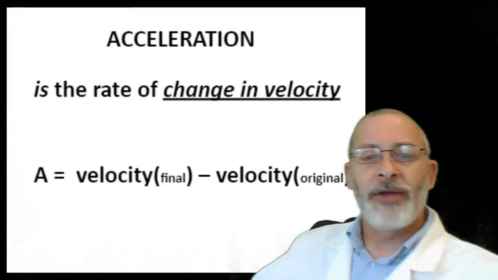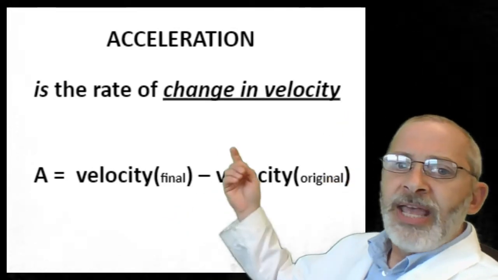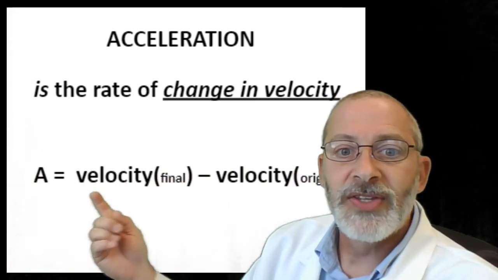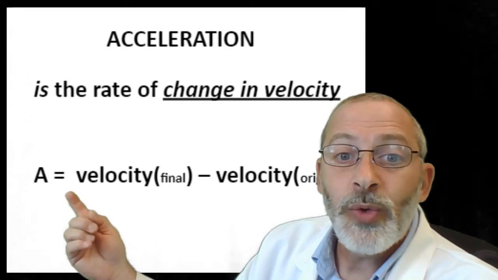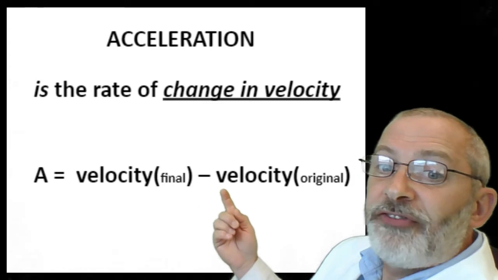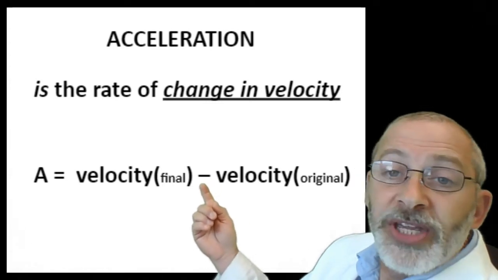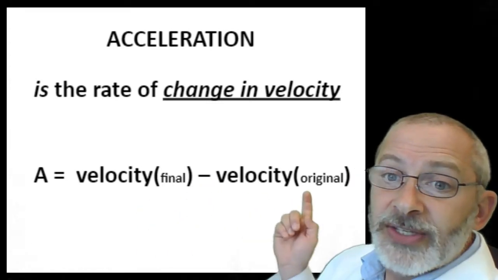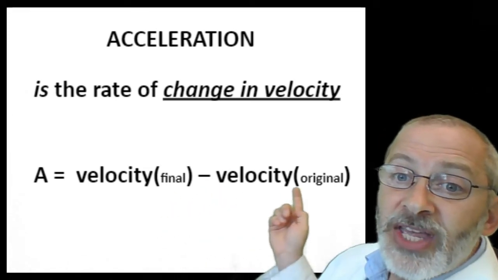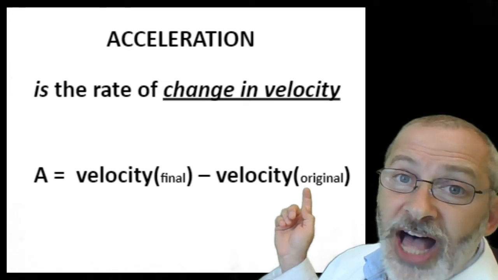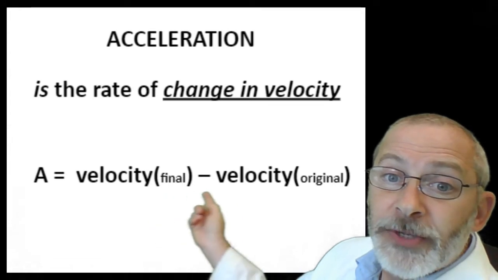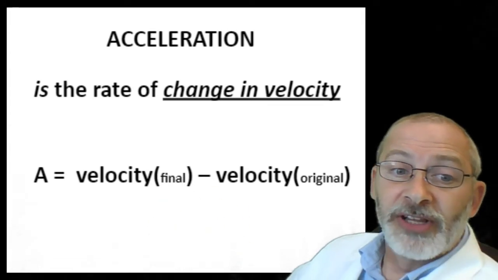So here's how we might write that out. Acceleration is equal to, acceleration is the difference, subtraction, between two velocities. And we're going to call it the final velocity minus the original velocity. So the original velocity is subtracted from the final velocity.